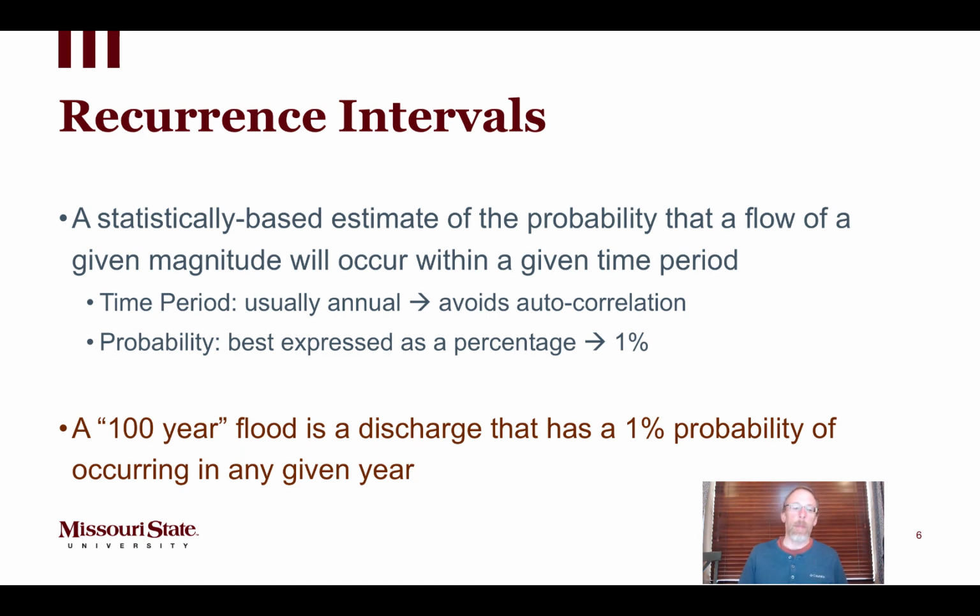That's the bottom line. Recurrence intervals are probably best expressed as probabilities, such as a 1% probability flood. A 1% probability flood would be a 1 in 100 probability, which would be what we often call a 1 in 100 year flood. We'll talk more about that nomenclature in a second. We'll come back to that.